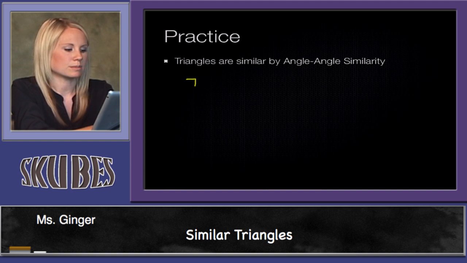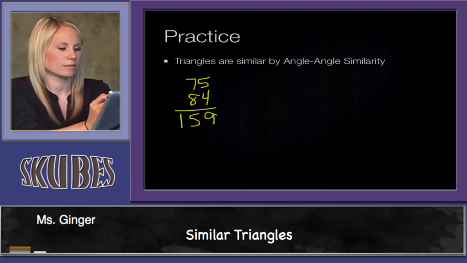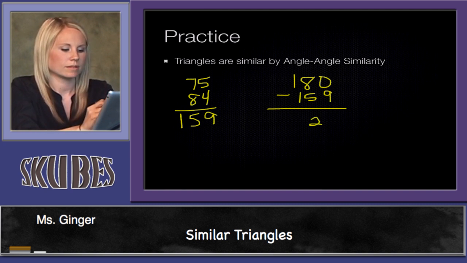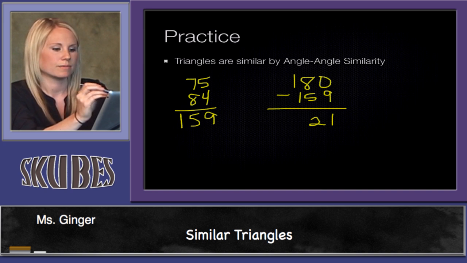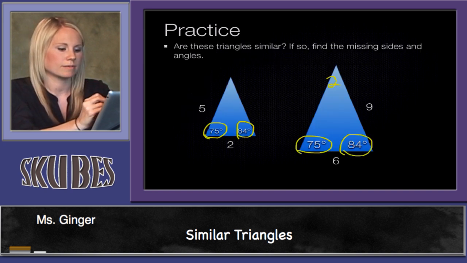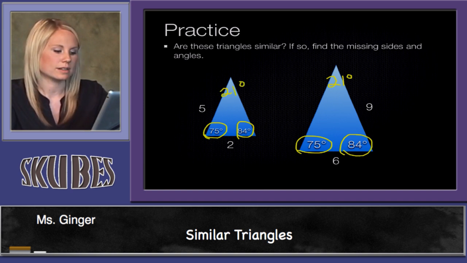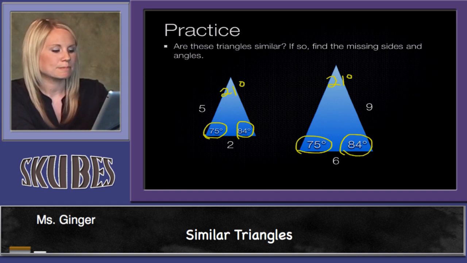Okay, so let's take some practice space over here. 75 plus 84 is 159. I'm going to take 180 minus 159, and I'm going to have 21. So that last missing angle is 21 degrees. Let's go fill that in. I know they match because we already discussed that two of them match, therefore that third one is forced to match. They all have to add up to 180.